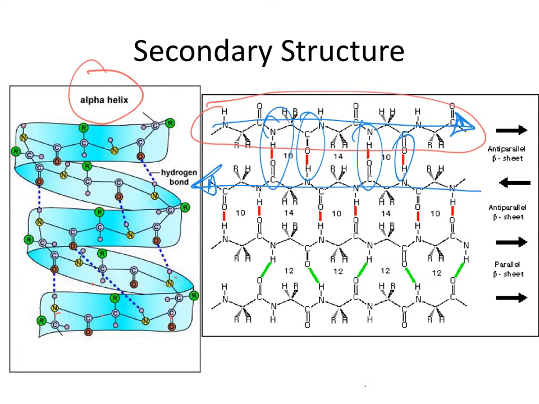Whereas if they are parallel, so here's N to C, N to C, the hydrogen bonding between the two is zigzagged. They're not nice perpendicular lines. So that's why you can look at the hydrogen bonding. Because it's kind of hard. In this one, they clearly show you this is the N and this is the N. But in a three-dimensional structure, it's hard to tell. But if you look at the hydrogen bonding pattern between them, you can tell if it's parallel or anti-parallel.